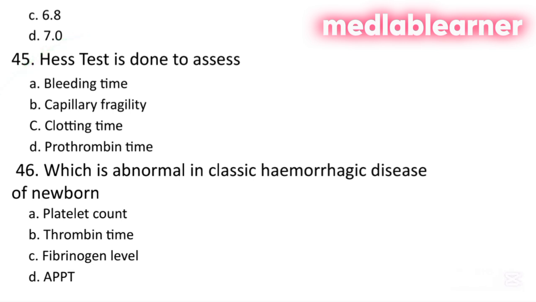45. Hess test is done to assess bleeding time, capillary fragility, clotting time, prothrombin time. Answer will be B. Capillary fragility.